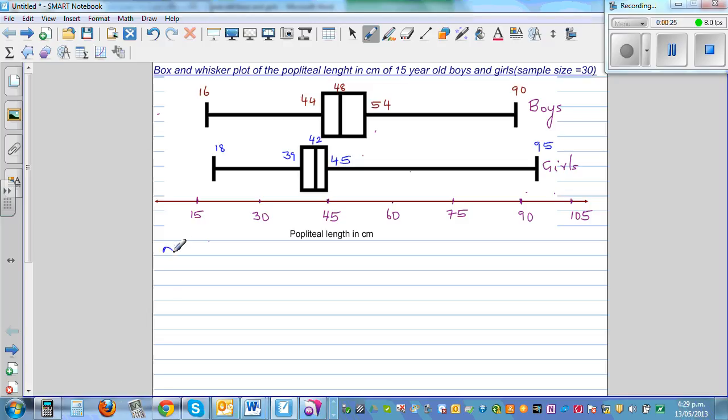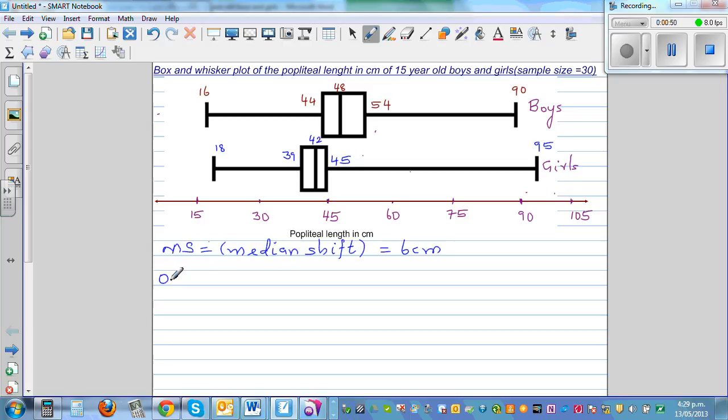So the first thing that we can clearly write is the median shift. MS stands for the median shift. I'll make that abbreviation. Median shift is the difference between the medians. So the median shift is 6 centimeters. Okay, so let's write certain facts which will be useful in the calculation.